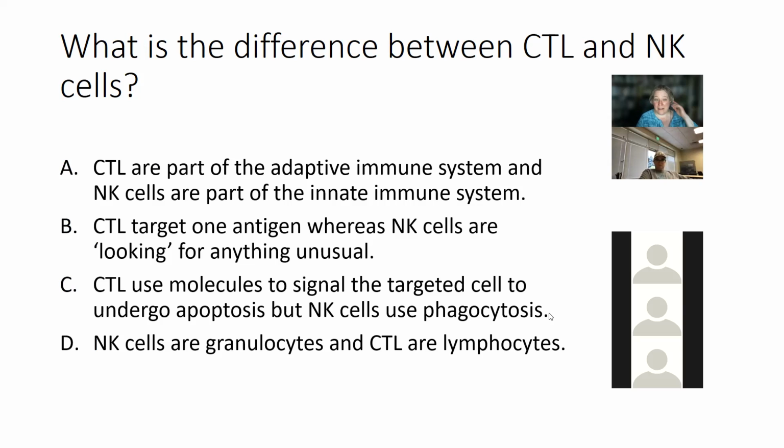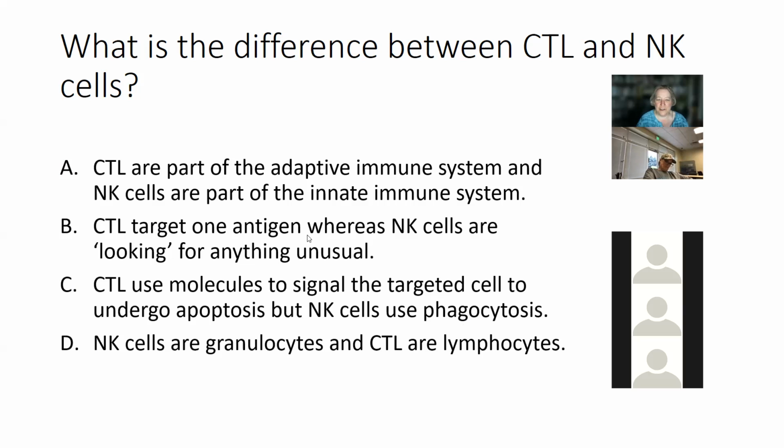Okay, the favorite answer was C. CTL cells use molecules to signal the targeted cell to undergo apoptosis, but NK natural killer cells use phagocytosis. No, this is incorrect. Neither one of them uses phagocytosis. Okay. The next favorite answer was B.